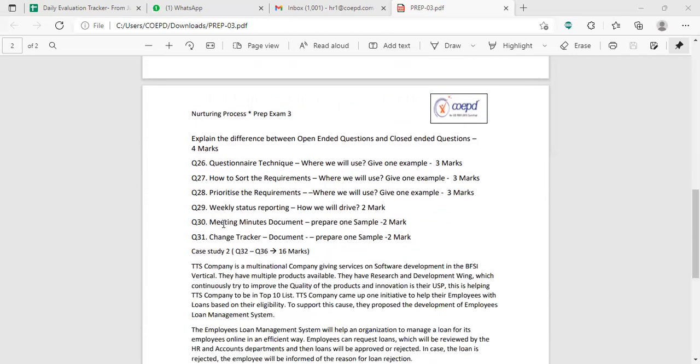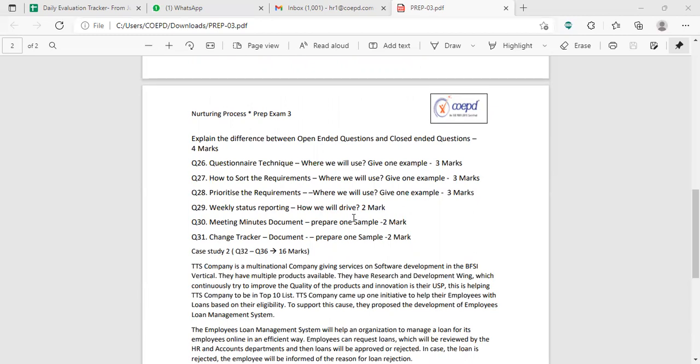Now, what is a weekly status reporting? How will we drive? So basically, to understand what is the status of your project on a weekly basis, we will actually create a weekly status report, right? And how will we drive is how we'll use, start and end the reports. So basically, you just have to explain what kind of contents should come in the weekly status reports. You can just use your brain and come out with a small report. There is no template available.